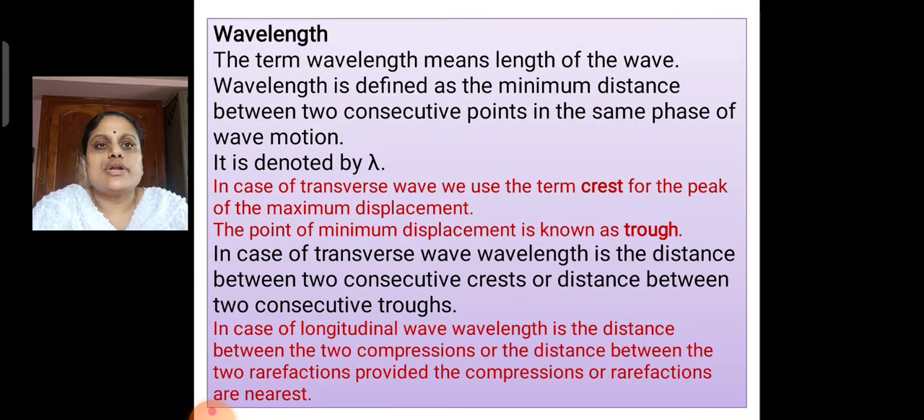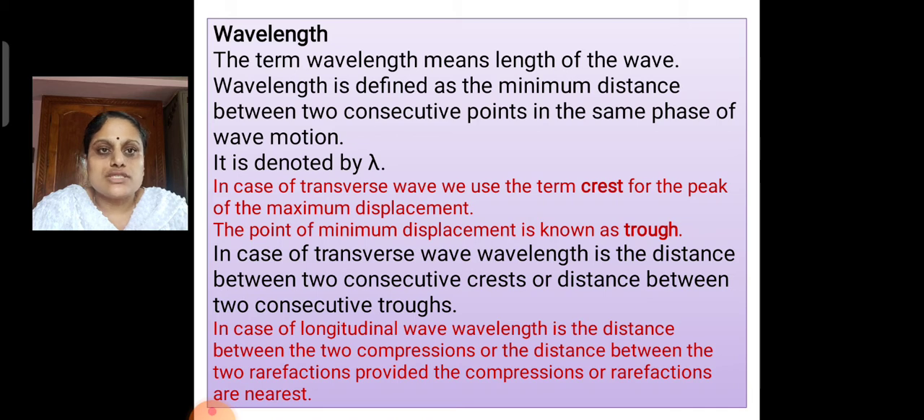Now let us see what is meant by the term wavelength. It means the length of a wave. Wavelength is defined as the minimum distance between two consecutive points in the same phase of wave motion. It is denoted by the symbol lambda.